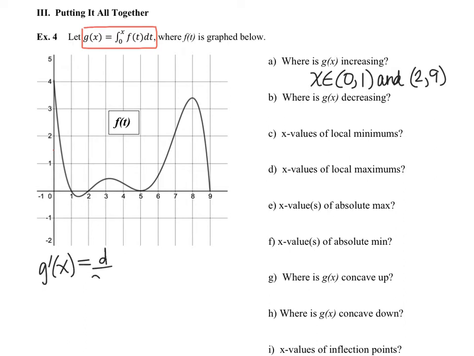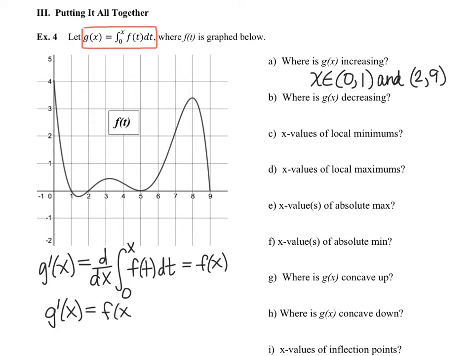So that's taking the derivative with respect to x of function g, which is the integral from 0 to x of f of t dt. Now here's the fundamental theorem of calculus, part 1. Remember, when we differentiate and then we integrate, those are inverse operations. So the fundamental theorem of calculus part 1 says these are going to undo each other and we're going to be left with f of x. So this means that g prime, the derivative of g, is actually the function f.